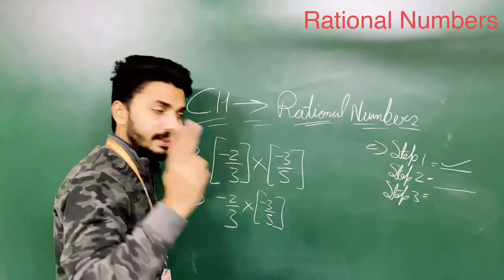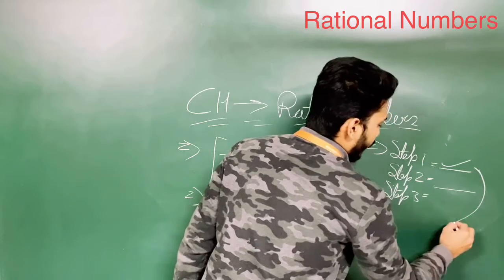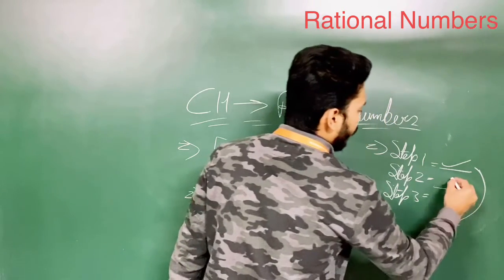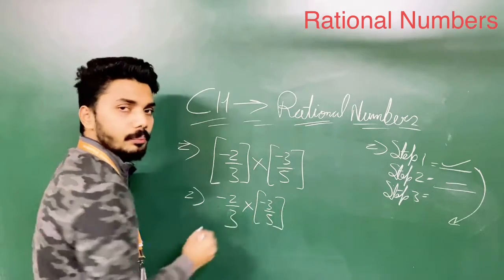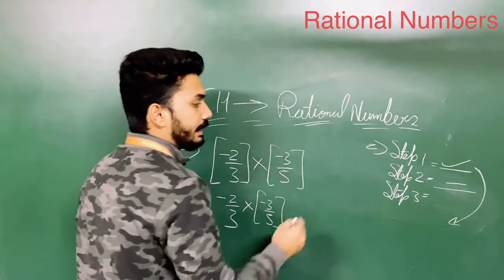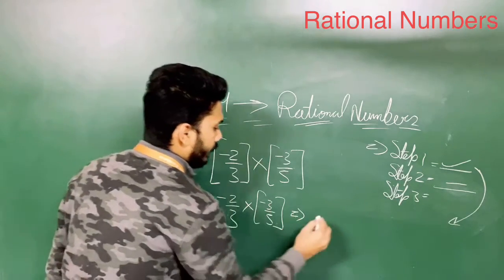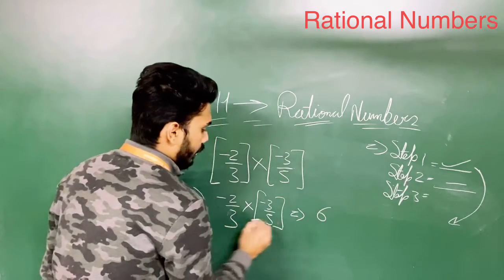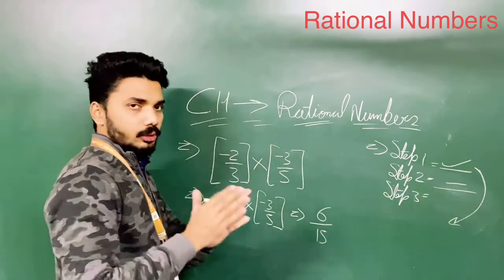You can do two things over there. Even you can skip the second step and jump directly to the third step. If you do the direct multiplication over here, you don't need to go to the second step. How can you do this? 2 multiplied by 3 becomes 6. 3 multiplied by 5 becomes 15. So first of all you just need to do the multiplication.